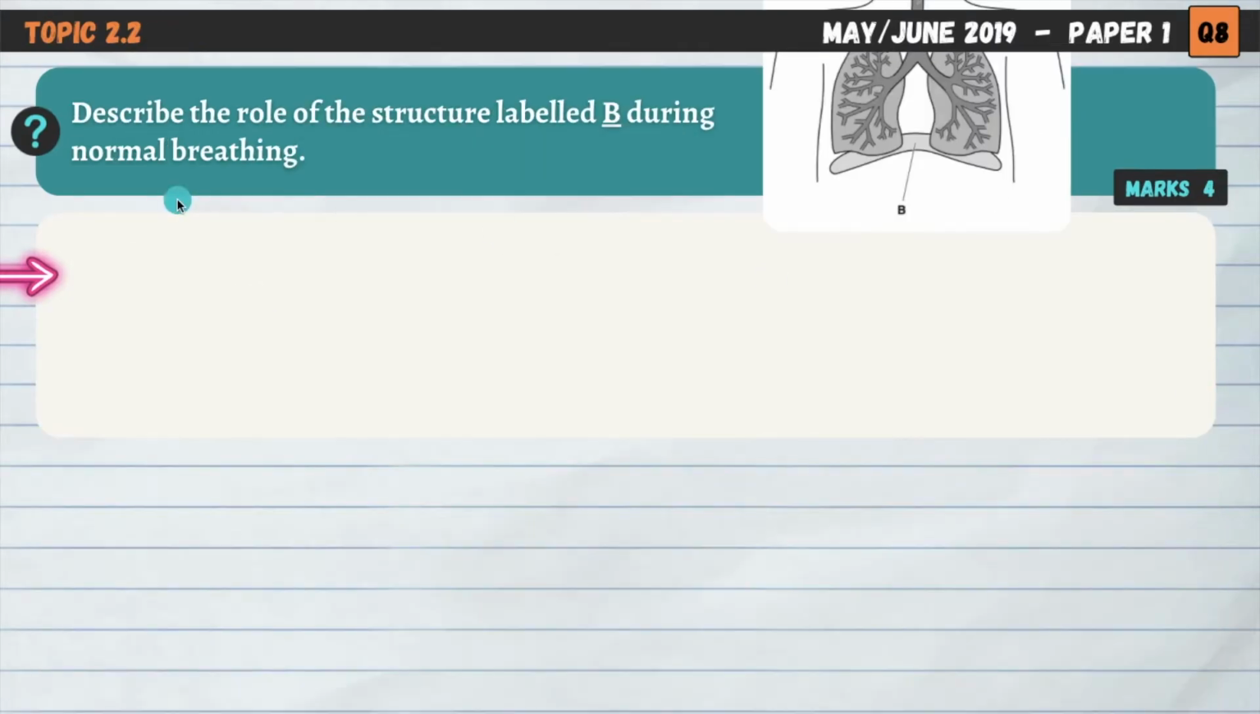Okay, number 2, on topic 2.2 this time, describe the role of the structure labelled B during normal breathing. So following on from the previous question, essentially this is asking us to describe the role of the diaphragm during normal breathing. And for this one we need to talk about inspiration, which is breathing in, and expiration, which is breathing out. And it's worth 4 marks, so we need to make sure we make 4 distinct points.